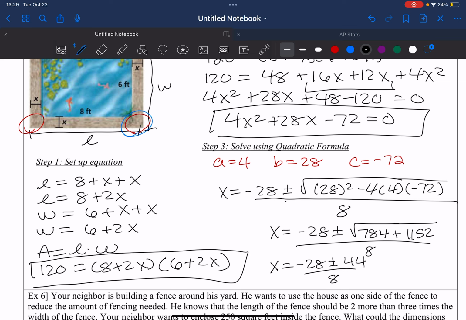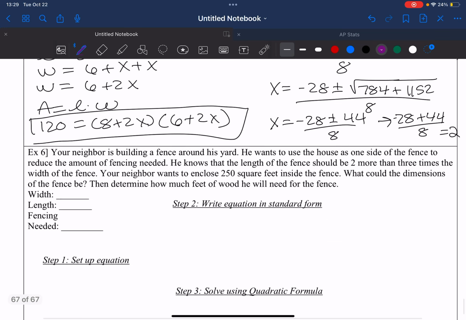Well, since we're dealing with a real-world problem, I only want the one that's going to give me a positive length, a positive distance. So that means I take negative 28 plus 44 over 8, and that reduces to 2, which means the width has to be 2 feet.